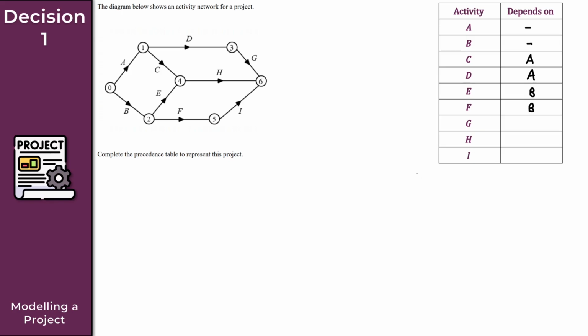And hopefully you can see that the process then of completing the precedence table is pretty straightforward, right? Especially if we've already got the activity network such as this here, already fully complete. The process is pretty straightforward.